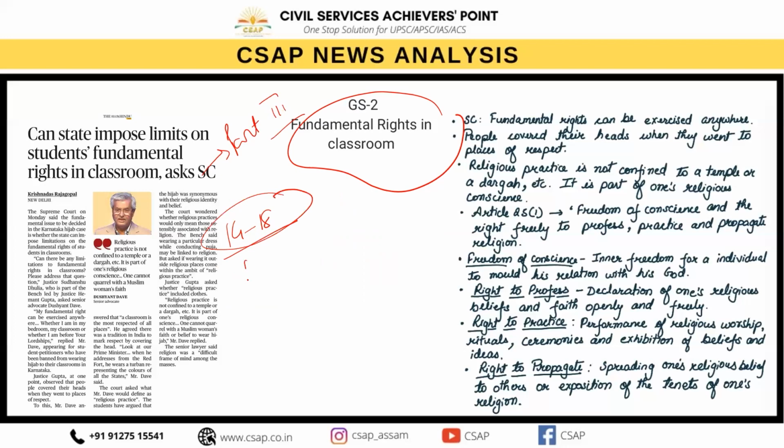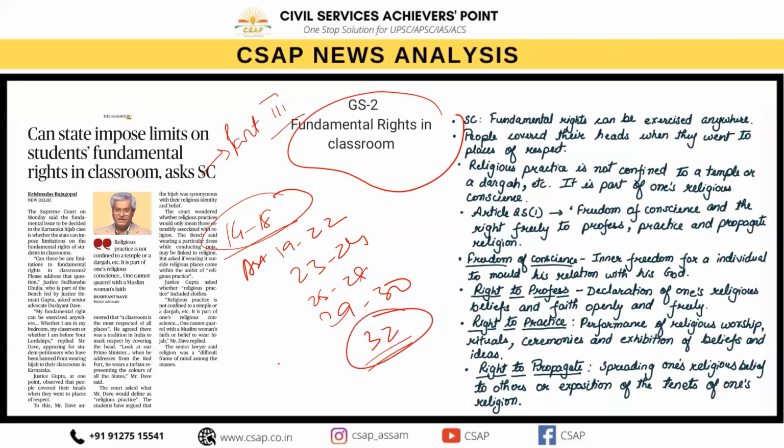The right to freedom, which articles? Articles 19 to 22. Then comes the right against exploitation, 23 and 24. Right to freedom of religion, 25 to 28. Cultural and educational rights, that is 29 to 30. And lastly, the right to constitutional remedies, that is article 32, where we have got the following 5 writs which are within the powers of either the Supreme Court or the High Court.